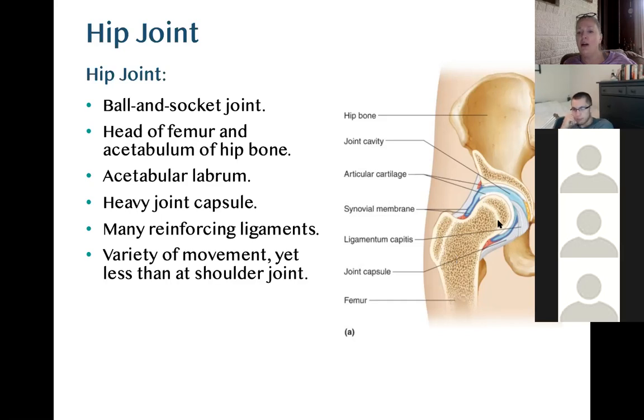And it will be covered, of course, in a joint capsule that will be lined with a synovial membrane and leak out all that synovial fluid. And you have a variety of movements available here at your hip joint, a little bit more limited because you can see the hip socket is a little bit more complete than that of the shoulder.